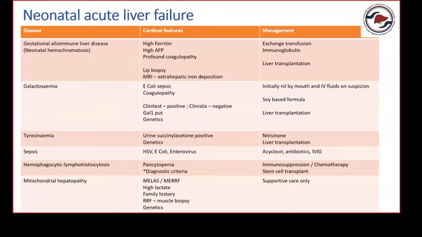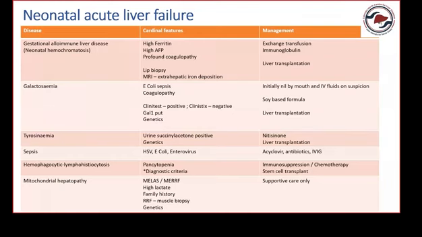So gestational alloimmune liver disease, they will have high ferritin, high alpha fetoprotein, profound coagulopathy. The diagnosis will be confirmed by lip biopsy, confirming the iron deposition in the salivary glands in the lip biopsy, or MRI scan to look for extrahepatic iron deposition. The treatment would be exchange transfusion and immunoglobulins. Failing that, they would require liver transplantation.